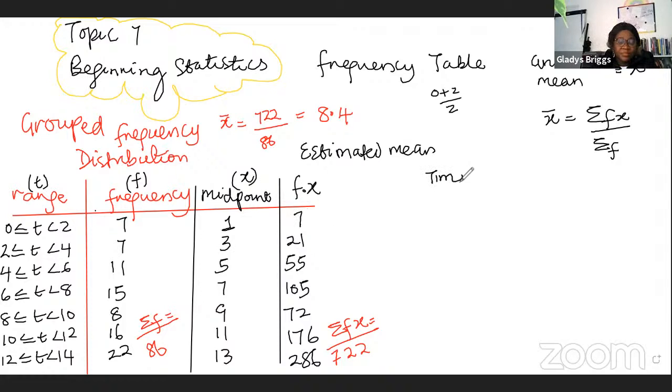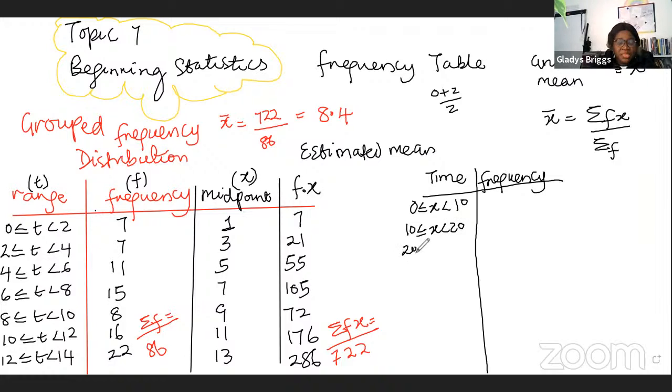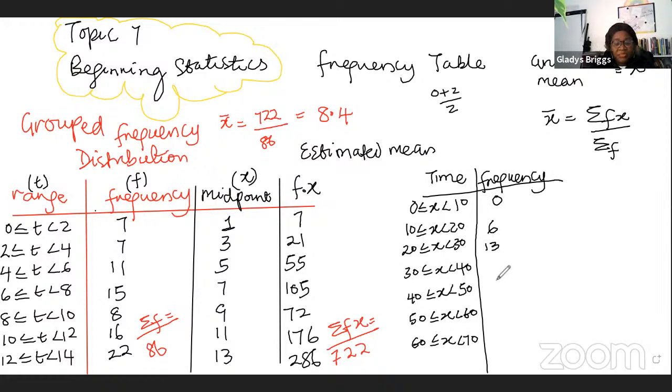Time, frequency. This would be 0 is less than or equal to x is less than 10. 10 is less than or equal to x is less than 20. 20 is less than or equal to x is less than 30. 30 is less than or equal to x is less than 40. 40 is less than or equal to x is less than 50. 50 is less than or equal to x is less than 60. 60 less than or equal to x less than 70. We got 0, 6, 13, 12, 14, 3, and 1.